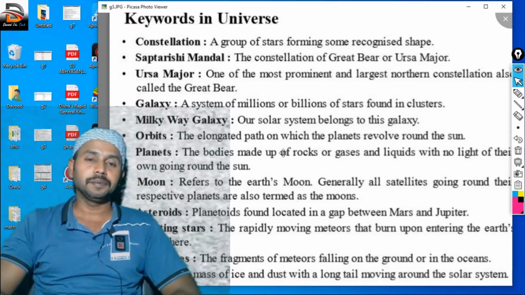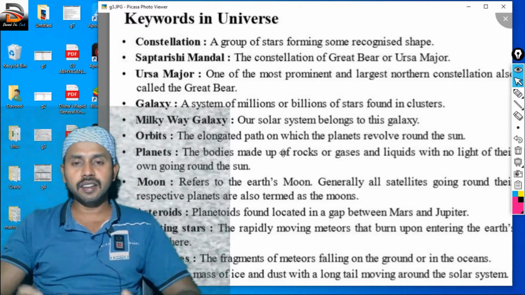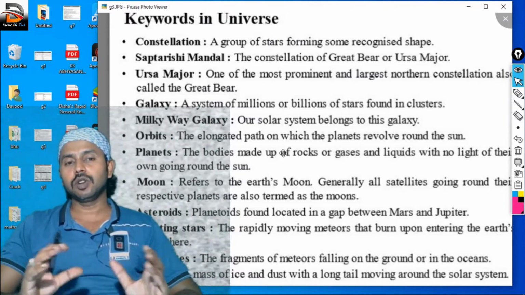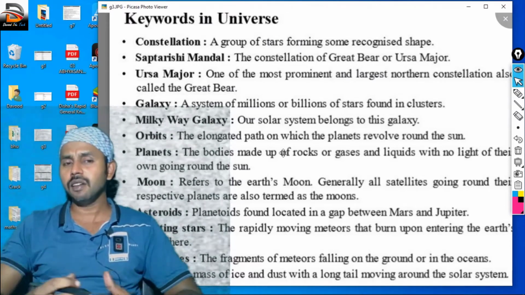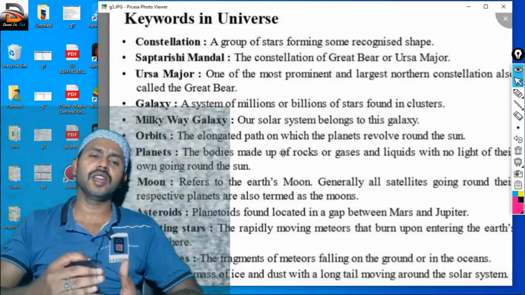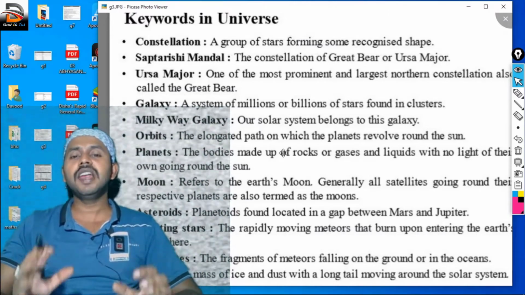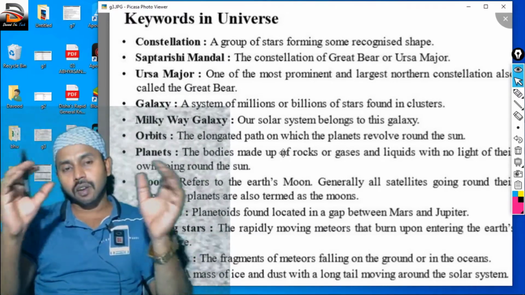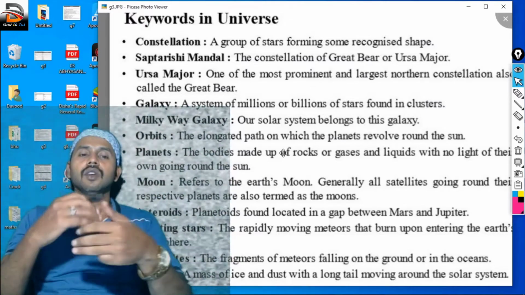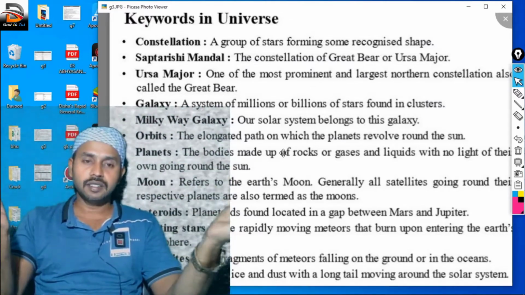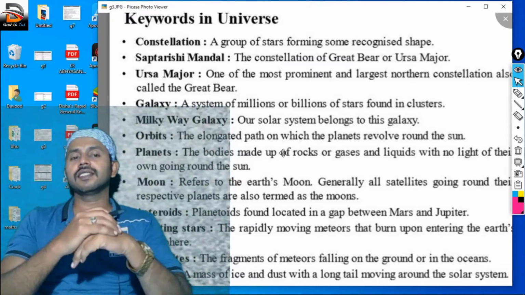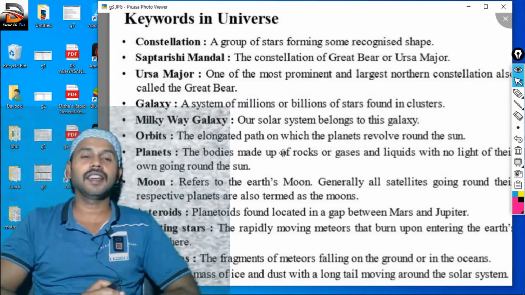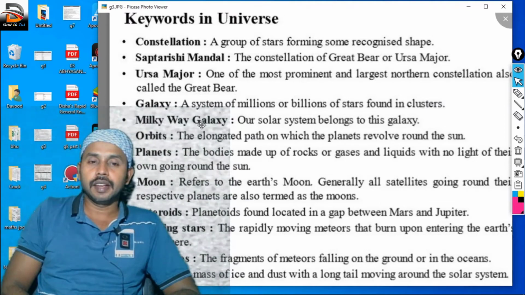Next one, galaxy. Galaxy means a system of billions of stars found in clusters. That means millions of stars mixed together, but they are not touching, the distance between them is very high. Around the stars we have planets, asteroids and more. Like this, a galaxy is nothing but a system of millions of billions of stars. Simply we call it a galaxy.